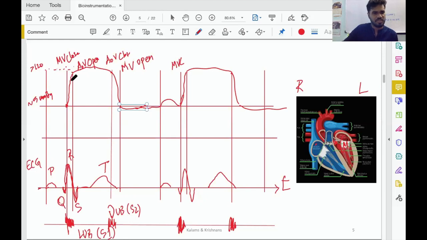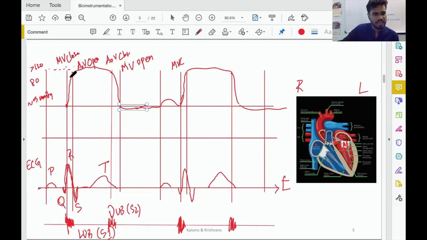Can someone say, before this valve opens, what should be the pressure in this region? The blood pressure is 120 by 80 mmHg, right? So this point is close to 80 mmHg, right?